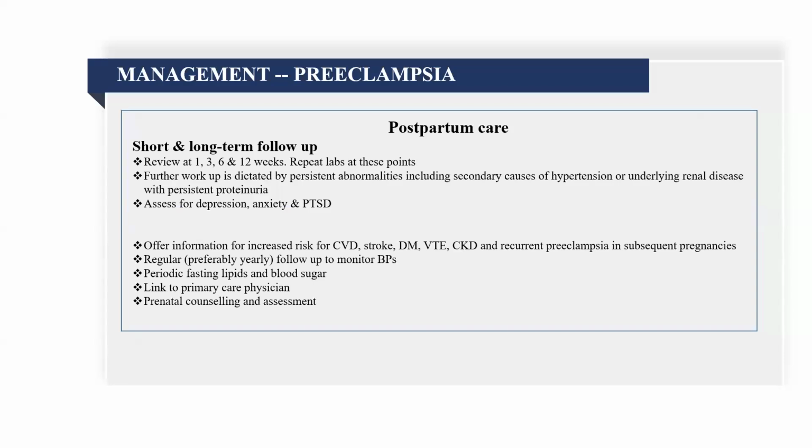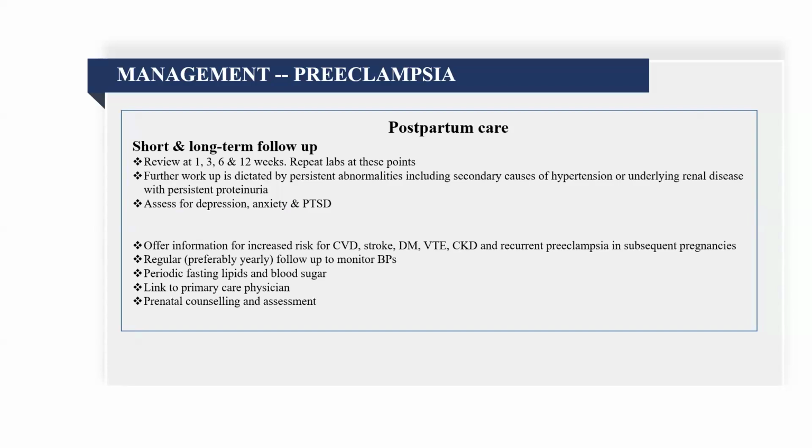Postpartum care has short-term and long-term follow-up. It's recommended that the patients are reviewed at week 1, week 3, week 6, and week 12. Repeat labs at these points. Further workup is dictated by persistent abnormalities, including secondary causes of hypertension or underlying renal disease with persistent proteinuria. Then it's important that the mental health units assess for depression, anxiety, and PTSD. This is a portion that we normally don't really look at.